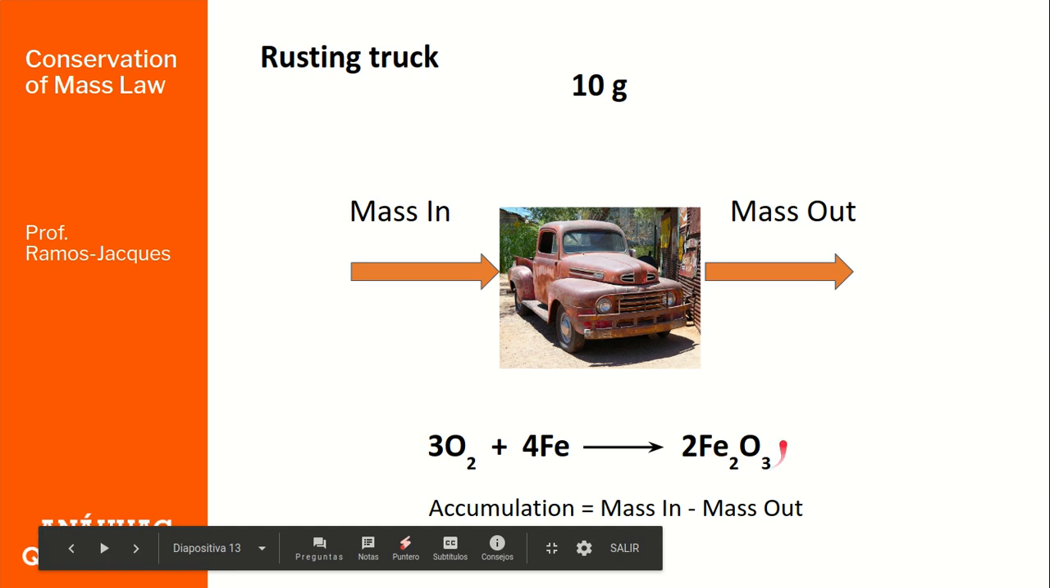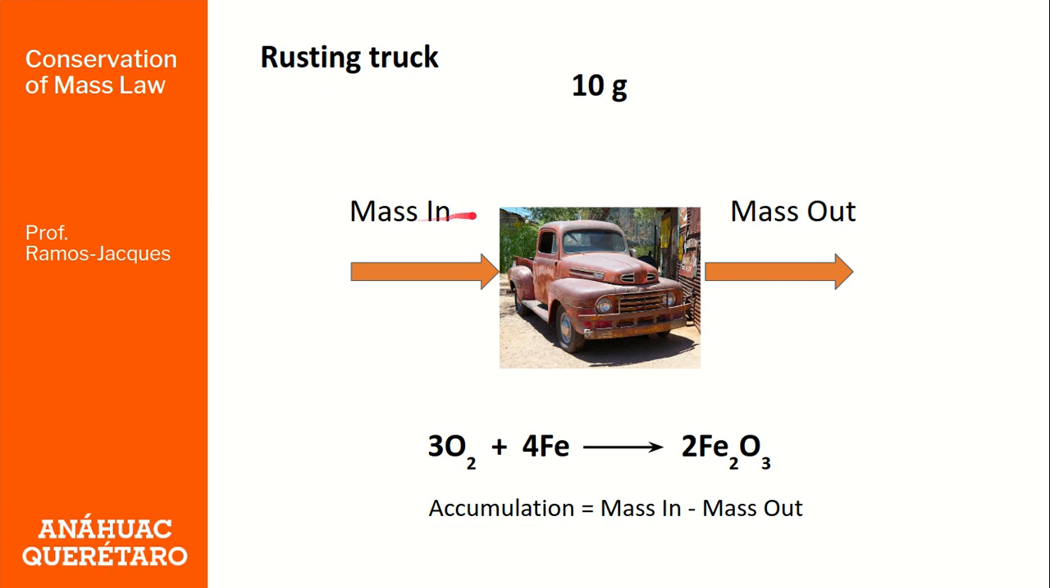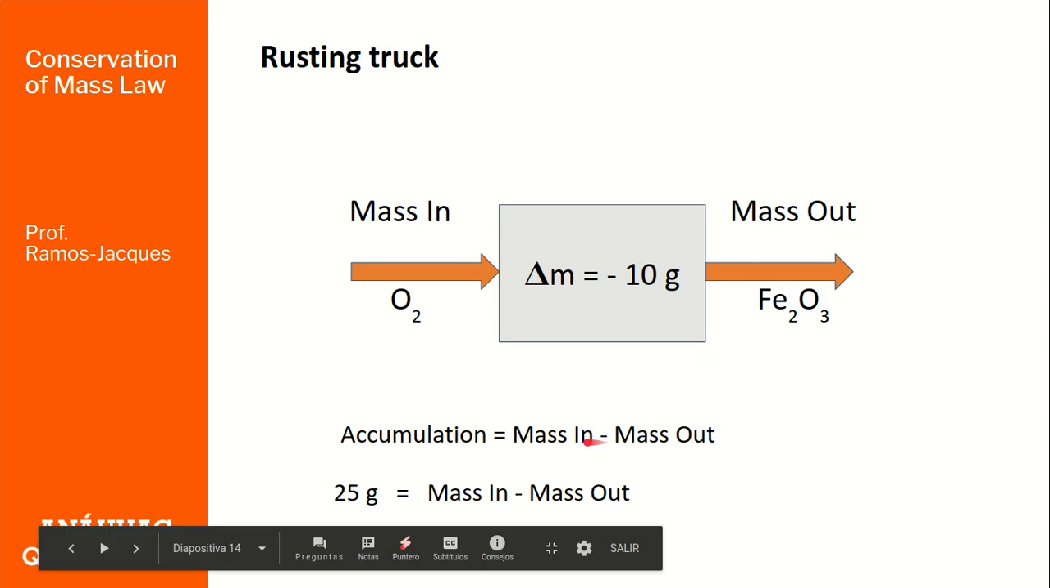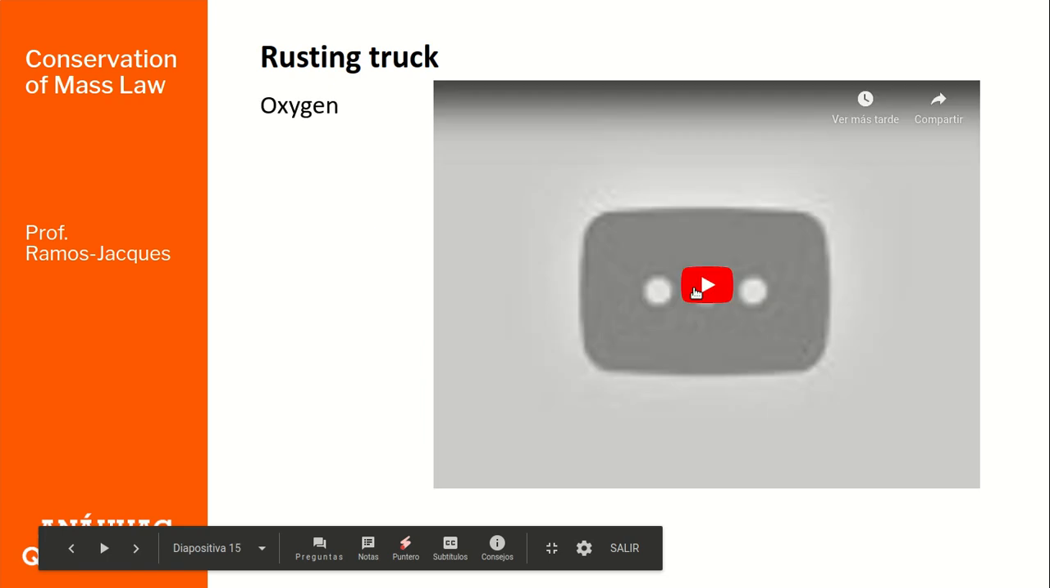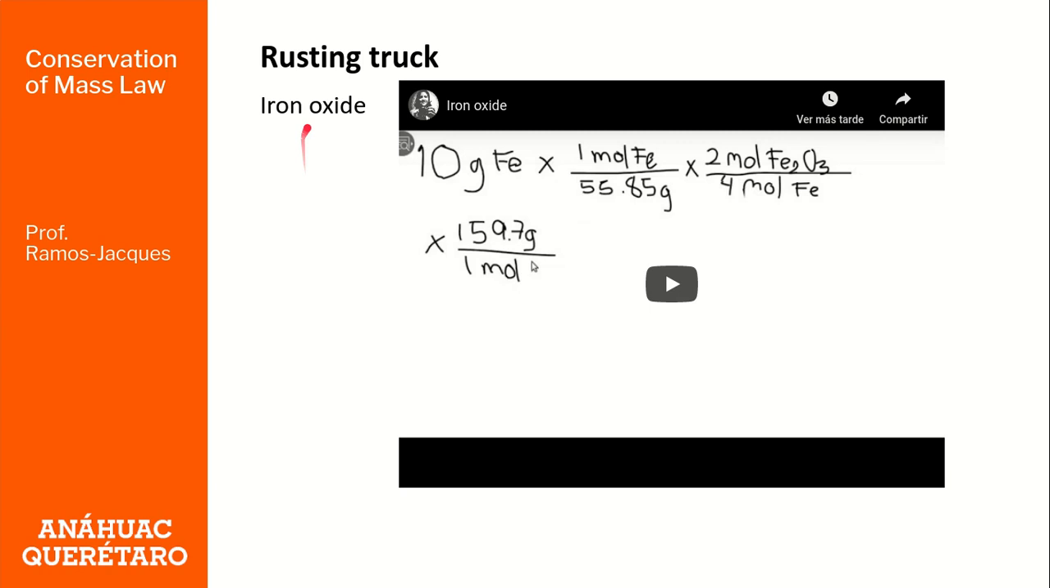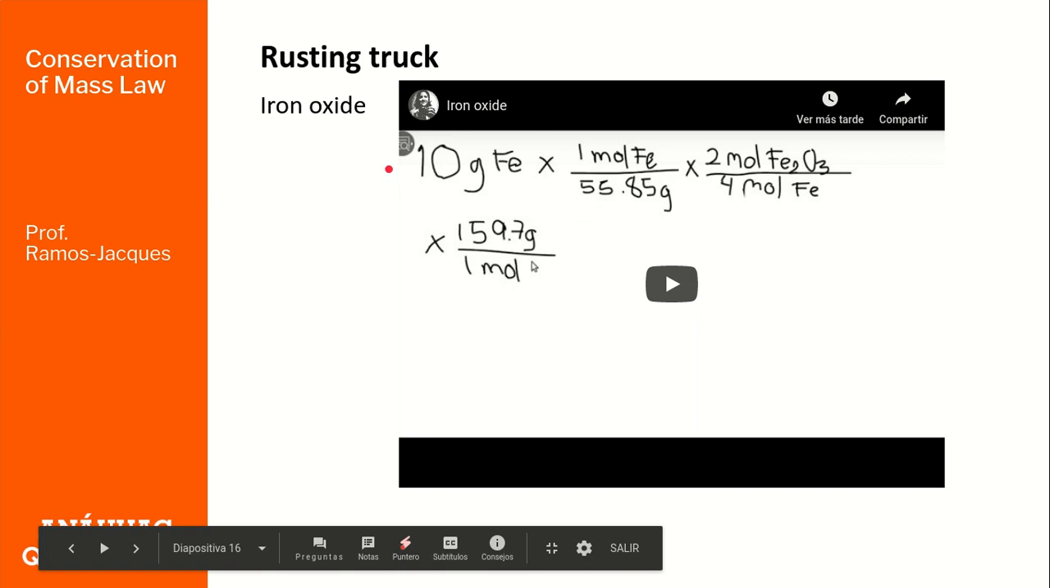Then our system and control volume is the roasting track. We have a mass in, a mass out. The accumulation is the mass in minus the mass out. Here it should be minus 10 grams. And then we also can do the oxygen and the oxide calculation. I don't know why it's not showing the oxygen, but the iron oxide, you can see it here, it is the same calculation.